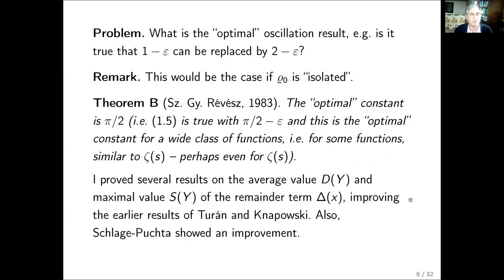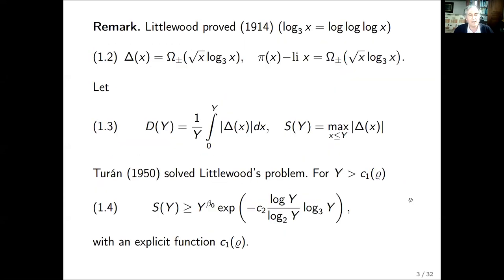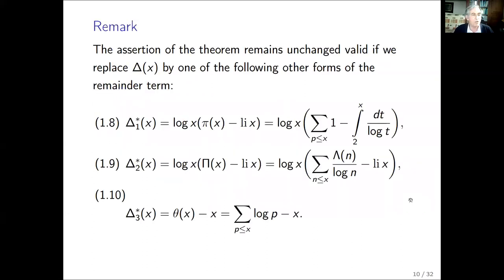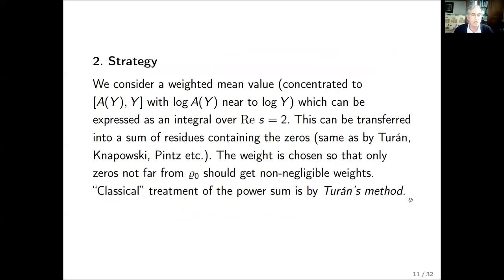You might remember that for the first result, by Turán, we had something nearer to y to beta naught minus epsilon. And here we have something which is, so to say, nearer on the logarithmic scale to y to beta naught. Now, this can be proved for the different forms of the error terms as well, but we will concentrate in the proofs just on this case of psi x minus x, because here we have no big difference from the others.